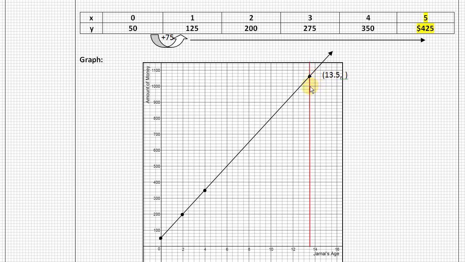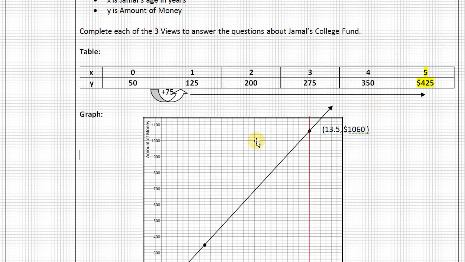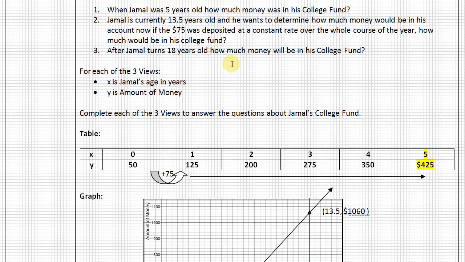With the scale that I used, every tick mark on my y-axis is worth 20. So I'm at 1,000, and then 20, 40, 60. It looks like the prediction, according to this graph, would be about $1,060 in his account at the age of 13.5 if the $75 was deposited a little bit every day over the course of the whole year. So there's where our graph is handy, so it saves us some time from having to calculate every single value out to make a prediction.